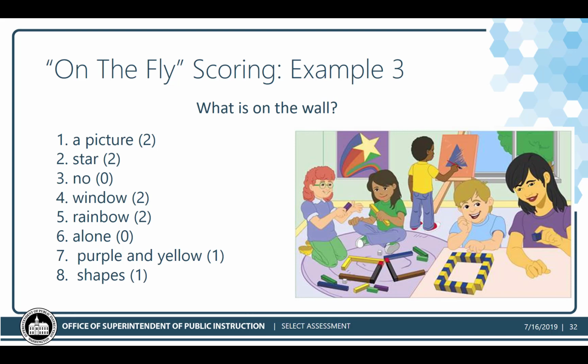"Purple and yellow" is a response that describes one of the pictures on the wall and thus partially addresses the prompt, but it does not meet all the criteria for 2 points. "Shapes" is a response similar to "purple and yellow" and would be insufficient for 2 points, but is related to the prompt and can receive 1.